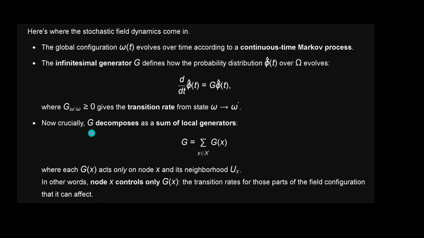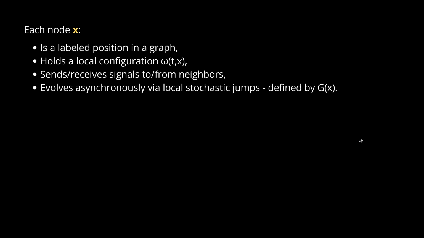Now, this is not trivial here. There will be a mathematical proof. G decomposes as a sum of local generators under some conditions, where each g of x acts only on this particular node x and its neighborhood. So this makes life much easier for us, because node x controls only g of x. So the transition rates for those parts of the field configuration that it can affect are now locally defined. And you say, isn't this great? This is what we wanted.